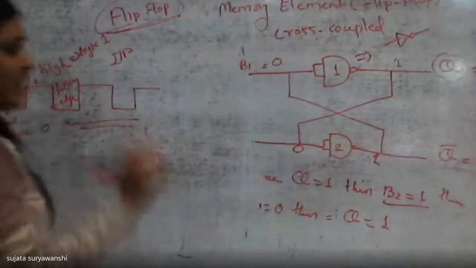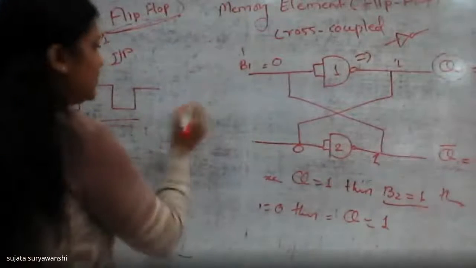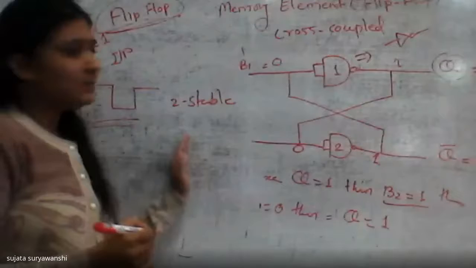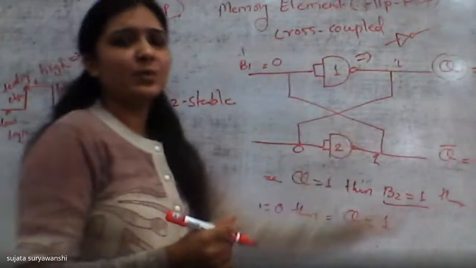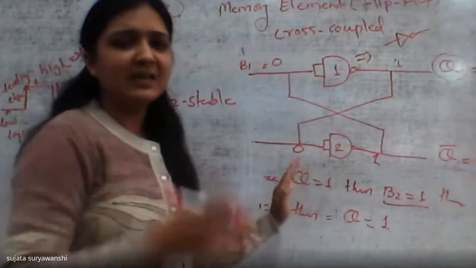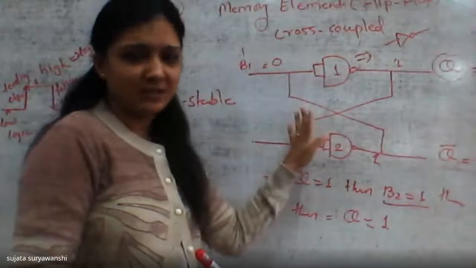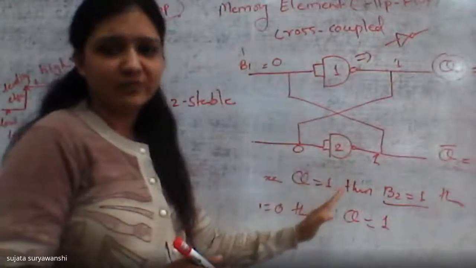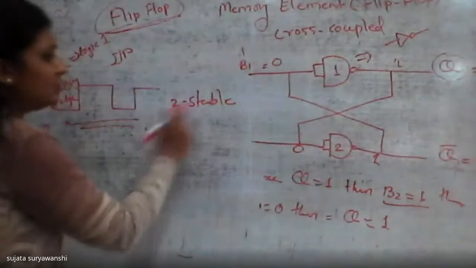This circuit has two stable states. Stable means if Q is equal to 1, it will remain 1 every time, whenever you pass any number of clock signals to the circuit. And if Q is equal to 0, then it will remain 0 always. Here, two stable states.